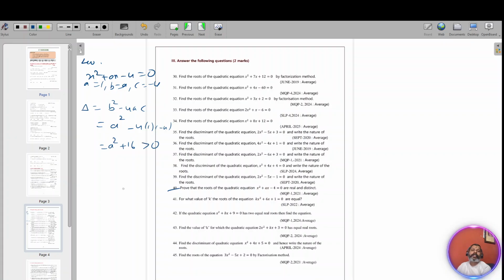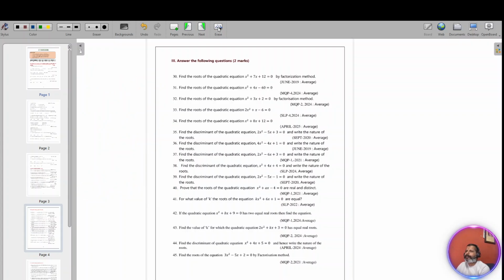How do you say this is greater than 0 without knowing the value of a? Value of a, even if it is negative, its square makes positive. And to that, when you add 16, it will be always greater than 0. Hence, roots are real and distinct. Understood?